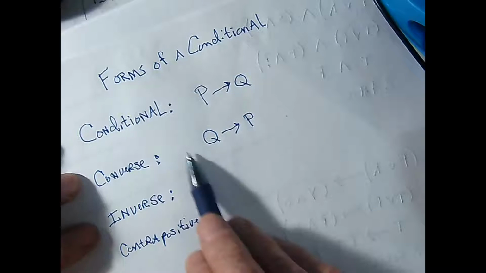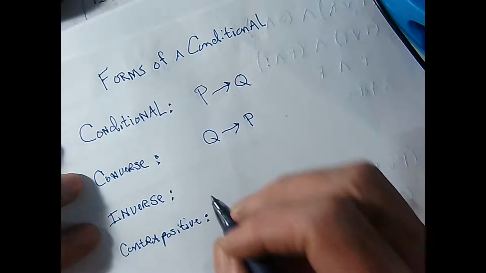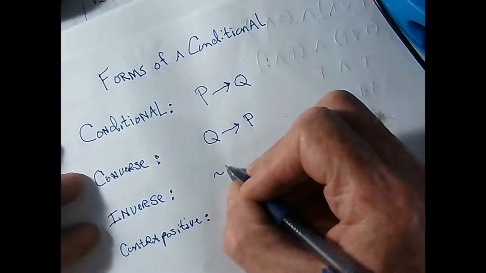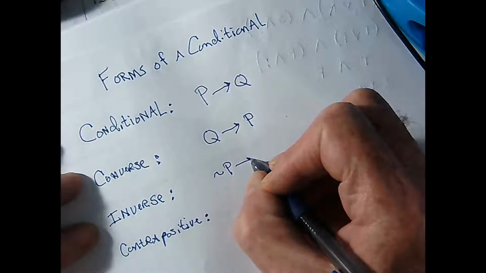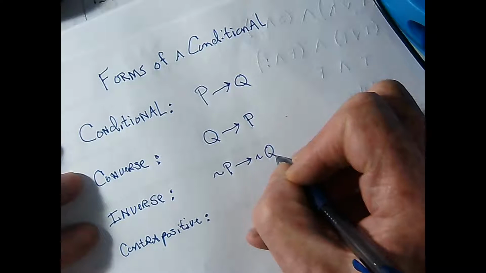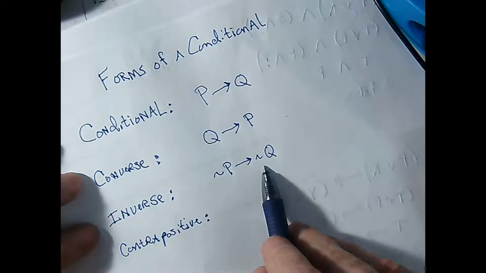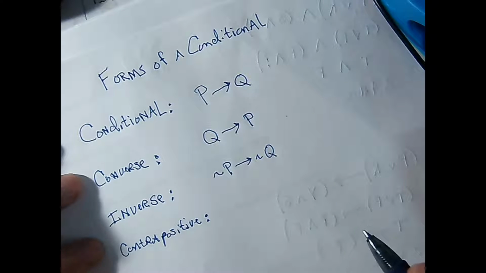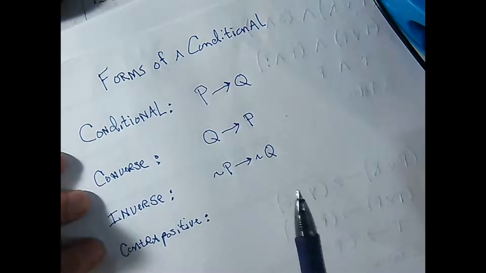To get the inverse of the original conditional, I won't switch the terms, but I'll negate them. To get the inverse of this conditional, it would be if not P, then not Q. That's an interesting conditional. It is different from the other two, and we're going to practice writing those kinds of statements in a moment. There is one last one.